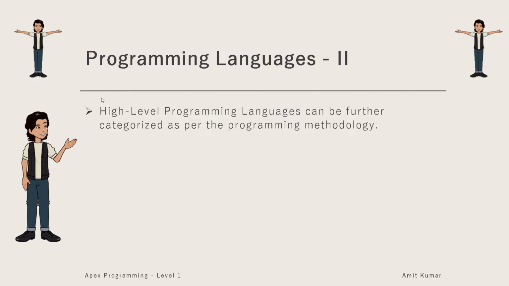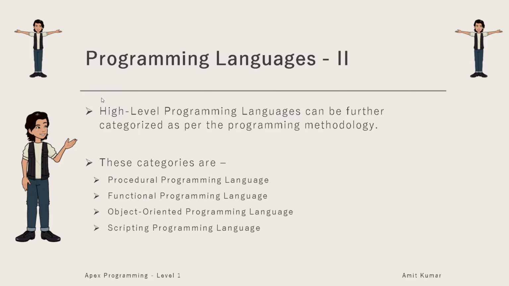Now we have seen what are high-level languages. High-level programming languages can be further categorized as per the programming methodology. So depending upon the methodology used in a certain high-level language, it can be categorized further. These categories are procedural programming language, functional programming language, object-oriented programming language, and scripting programming language. So let's see them one by one.